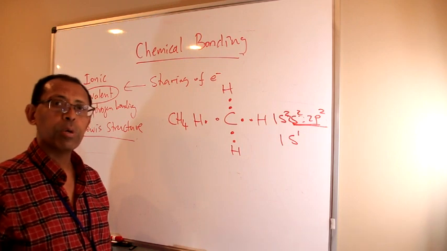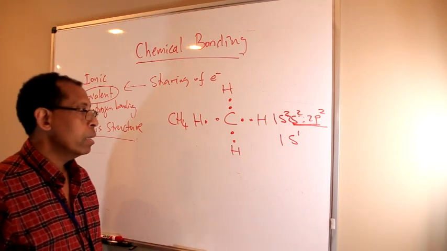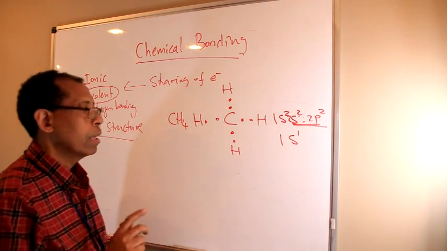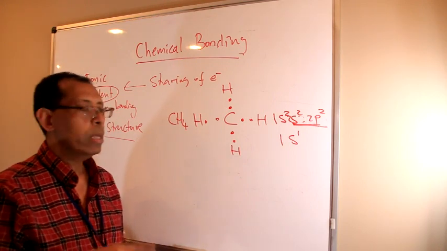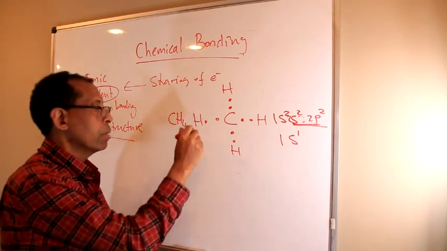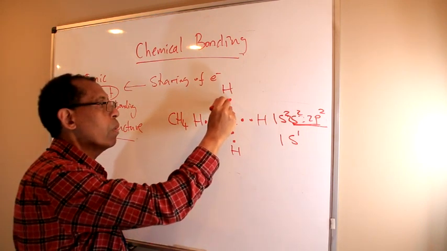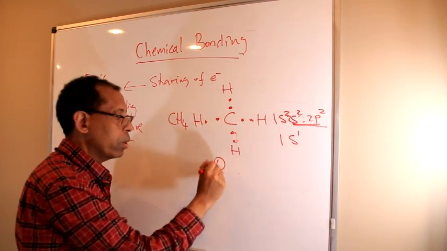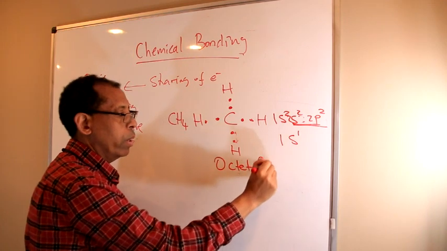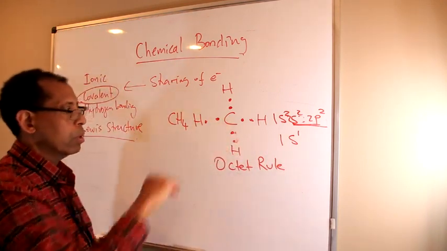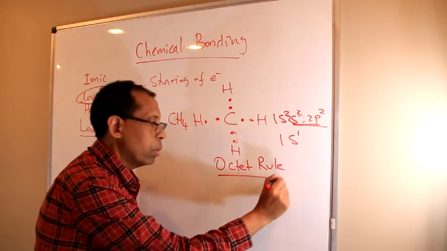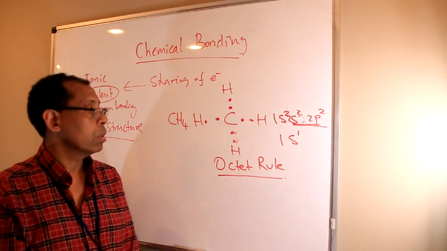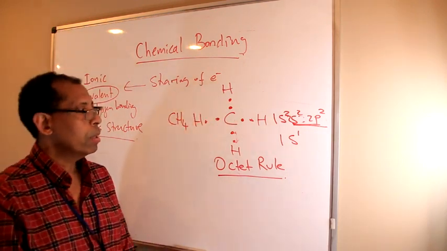The most important rule to remember in a Lewis structure is that the central atom should satisfy the octet rule. The octet rule means that there should be eight electrons around the atom. Let's count them: 1, 2, 3, 4, 5, 6, 7, 8. Eight electrons. That is called the octet rule. When you are asked to draw a Lewis structure, you need to remember the octet rule and verify: does the central atom have eight electrons around it? So now it's a complete Lewis structure.